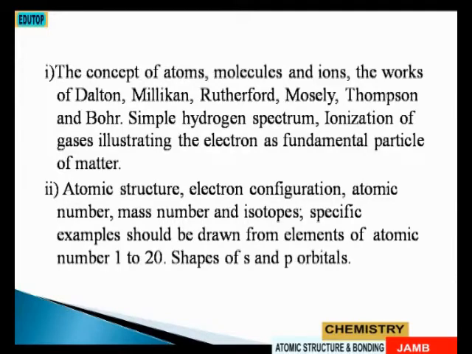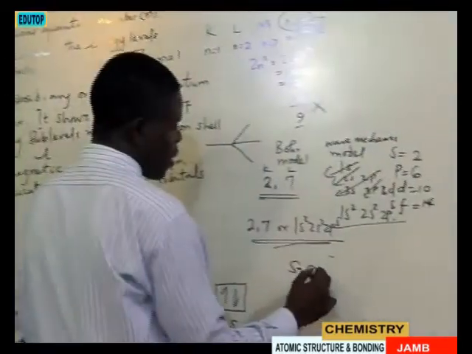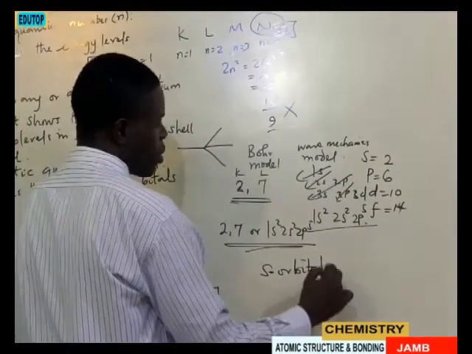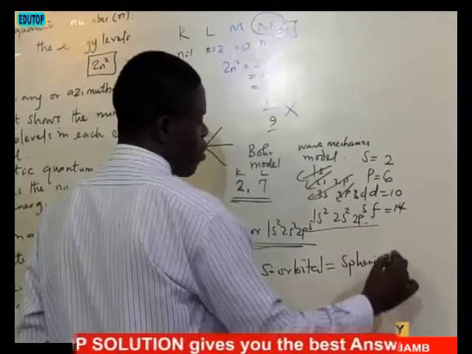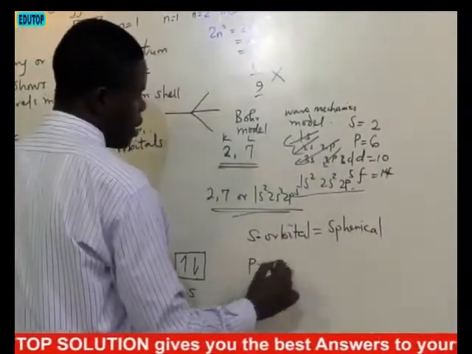Shape of S and P. Shape of S is spherical. Take note of that. S shape, S orbital. It is what? Spherical. The shape is what? Spherical. While the shape of P is dumbbell.